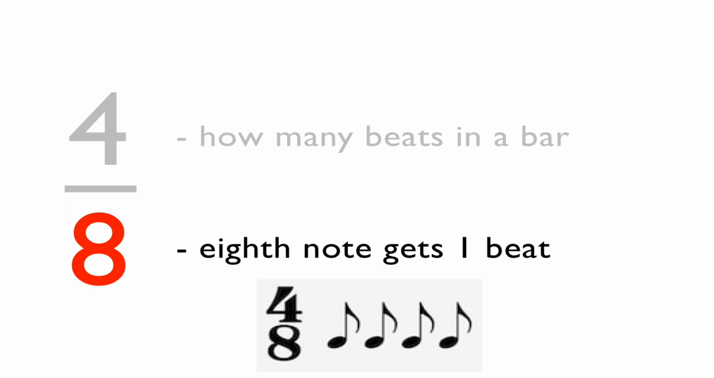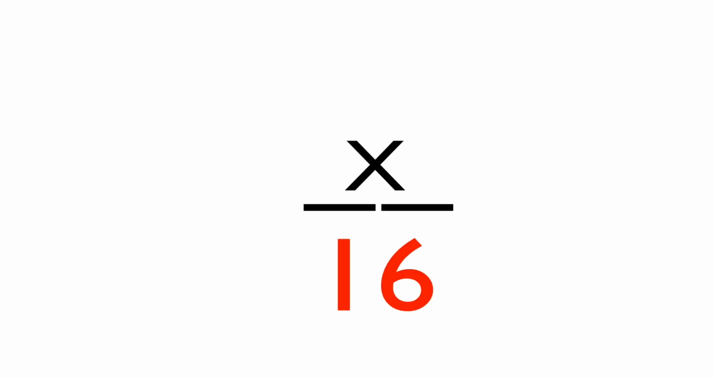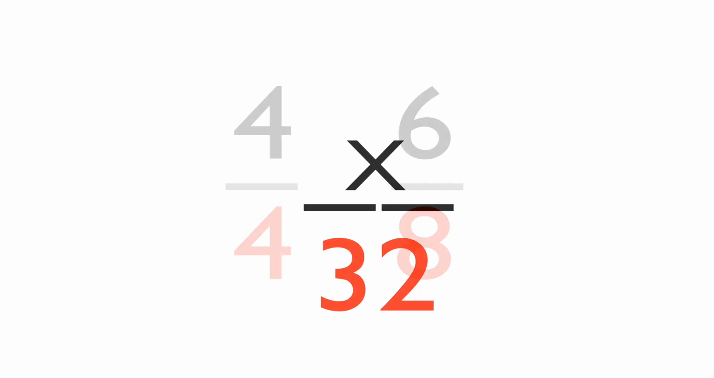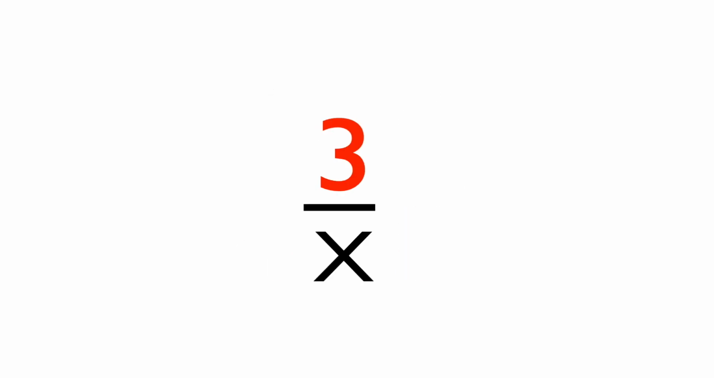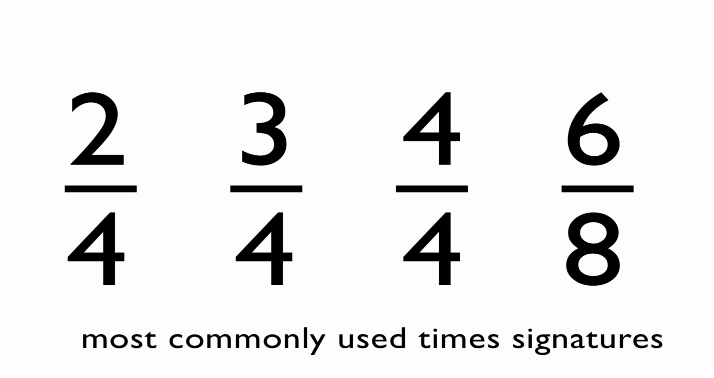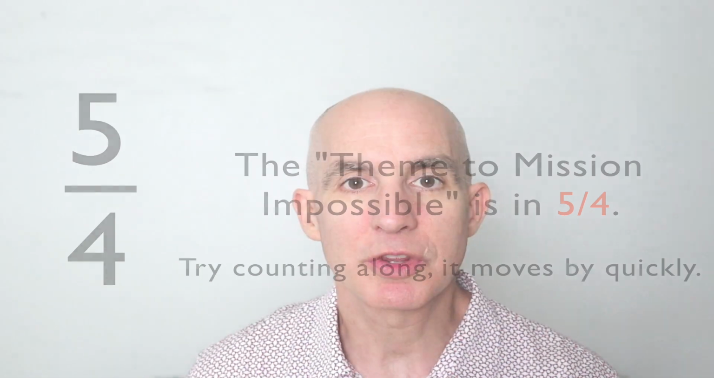You have lots of other numbers. It could be 1, 2, 4, 8, 16, 32, etc. But for right now, it's generally going to be a 4 or an 8. The upper number has more variables, as you can have any number of beats in a measure, 1, 2, 3, 4, 5, 6, and on and on. But the most common are 2, 3, 4, and 6. And that's really going to cover the majority of all the music you will ever hear, except for the theme to Mission Impossible. So let's start with the most commonly used of all the time signatures, 4/4.